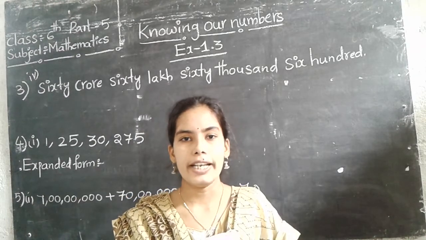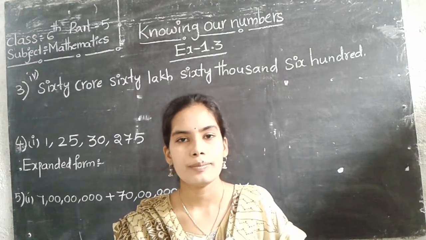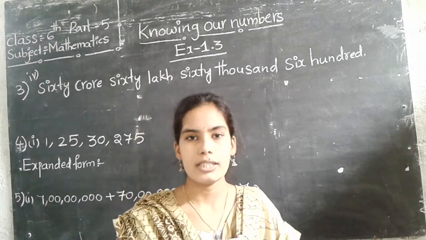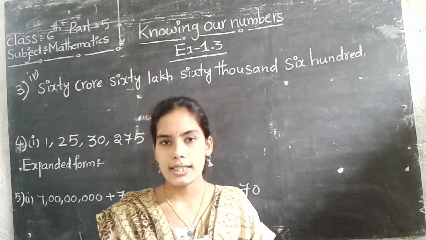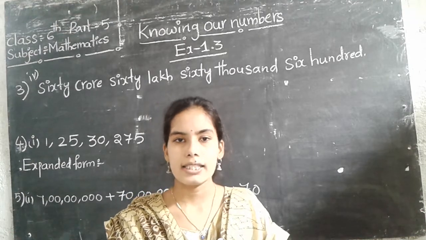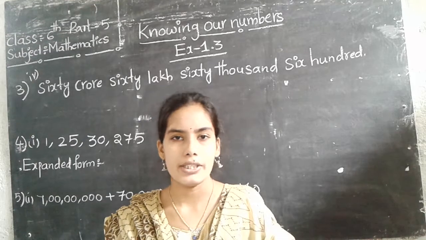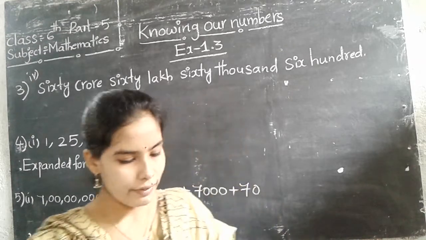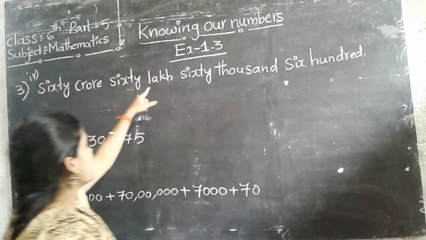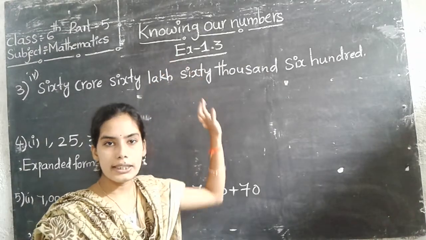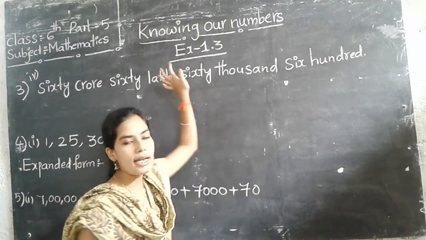What is our Indian system of place values? Do you know? I will remember. Ones, tens, hundreds, thousands, 10,000, lakh, 10 lakhs, crore, 10 crore. So this is the Indian system of numeration. So today we will discuss knowing our numbers, exercise 1.3, based on the Indian number system.